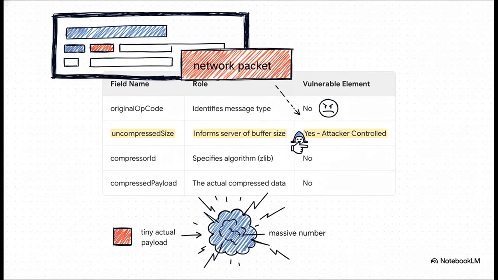And here it is. This is ground zero, the OP_COMPRESSED network packet. You can see a few fields here, but the only one that really matters for this attack is uncompressed size. That's the part the attacker has complete control over. They can set this to some ridiculously large number like a gigabyte while sending a tiny little payload that's only a few bytes. That mismatch is what breaks everything.